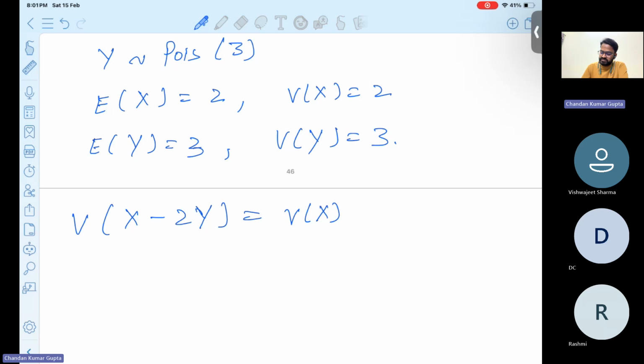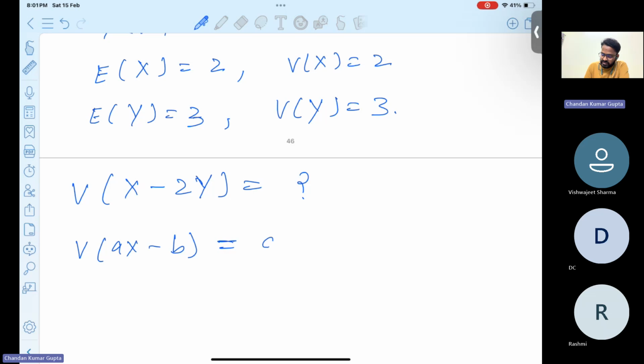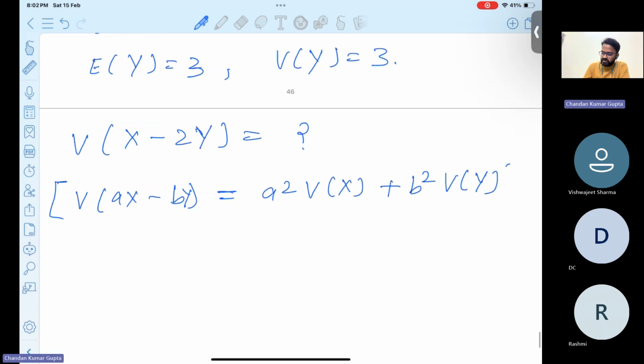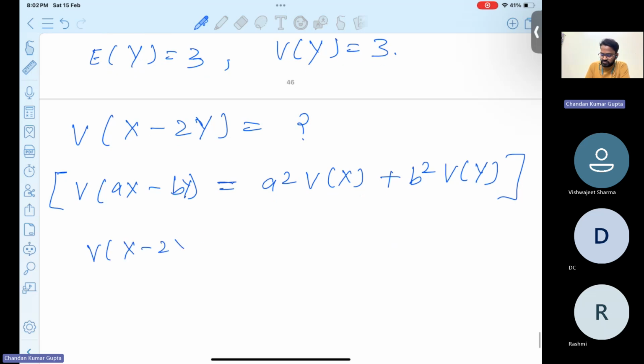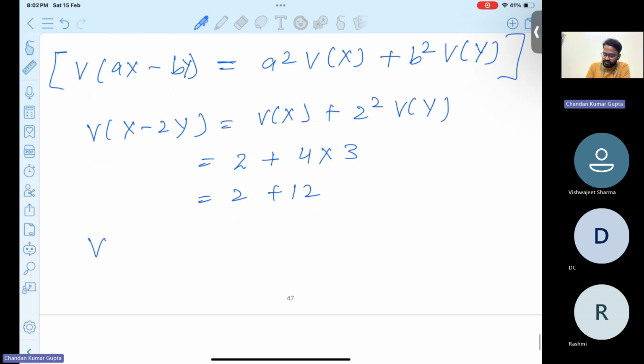Maybe you remember that variance of aX minus bY is nothing but a square variance of X plus b square variance of Y, if these are independent. This is for the independent case only. So variance of X minus 2Y is variance of X plus 2 square variance of Y. That means variance of X is 2, plus 2 square, 4, into variance of Y, 3, which comes out to be 2 plus 12. So variance of X minus 2Y comes out to be 14.